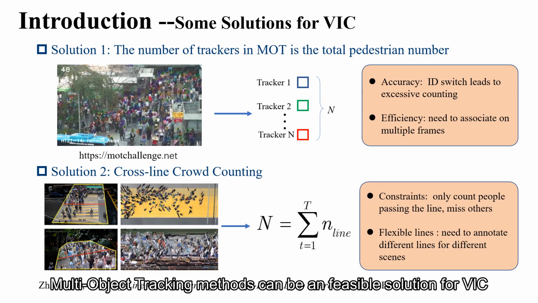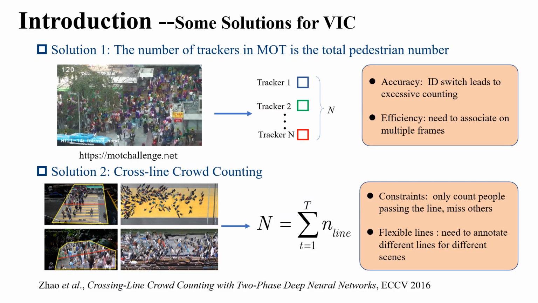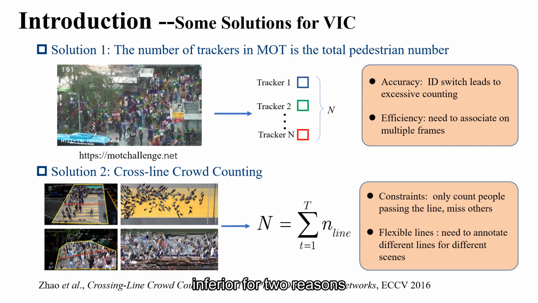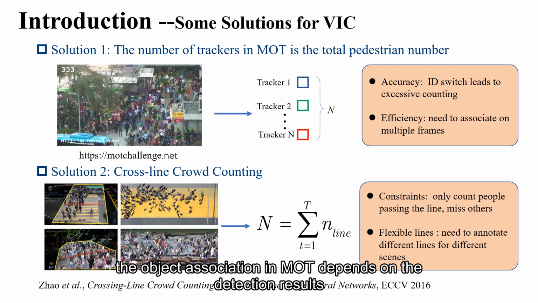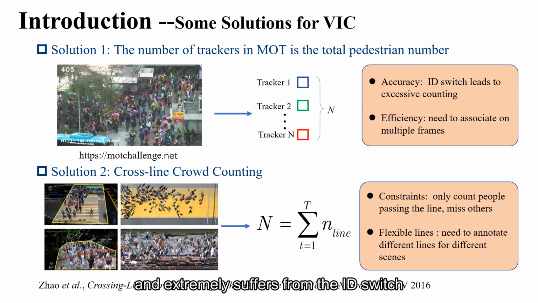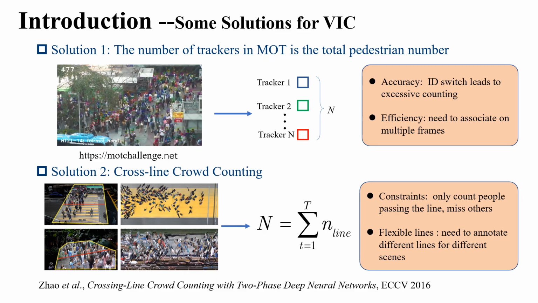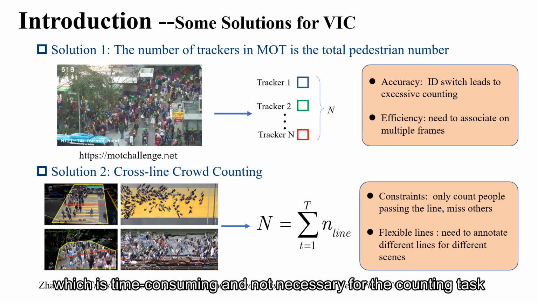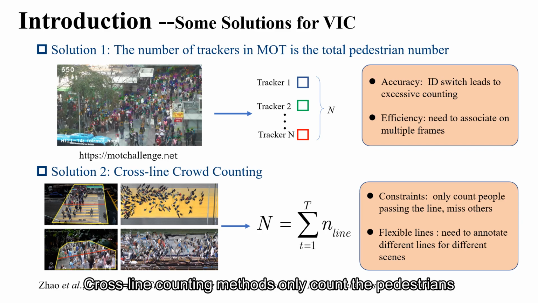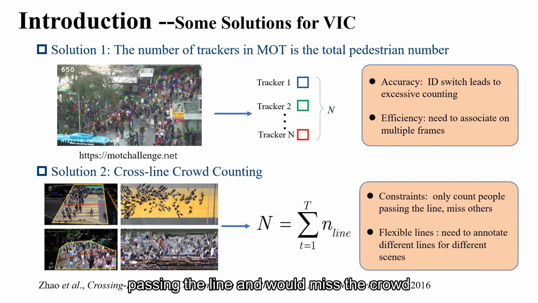Multi-object tracking methods can be a feasible solution for VIC. However, the accuracy and the efficiency would be inferior for two reasons. For accuracy, the object association in MOT depends on the detection results and extremely suffers from ID switches, which leads to overcounting. For efficiency, most MOT operates on each frame, which is time-consuming and not necessary for the counting task. Cross-line counting methods only count the pedestrians passing the line and would miss the crowd staying in the video or disjoint with the line. Besides, the line selection is flexible and needs to vary in different scenes.